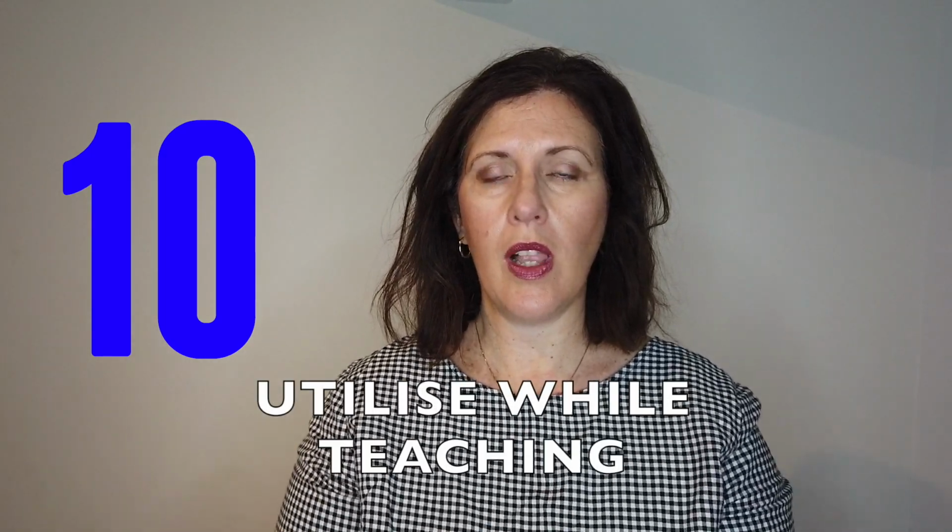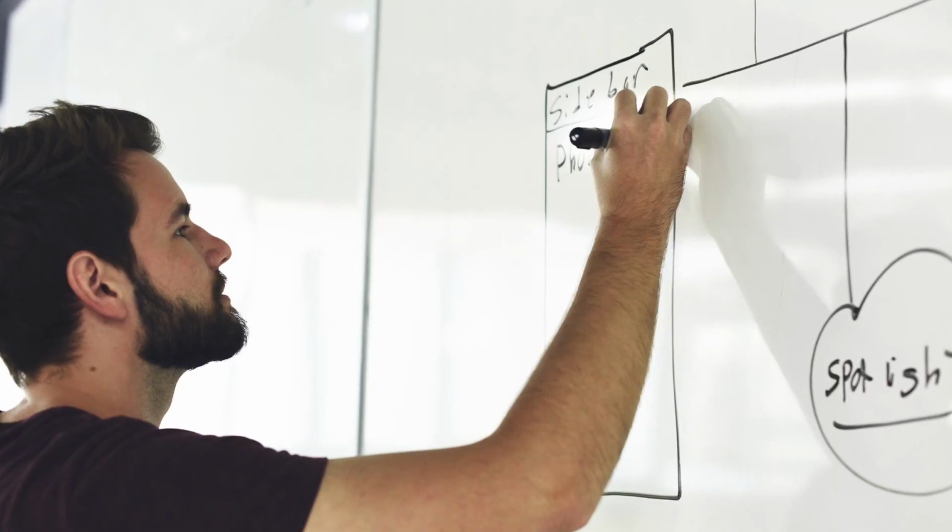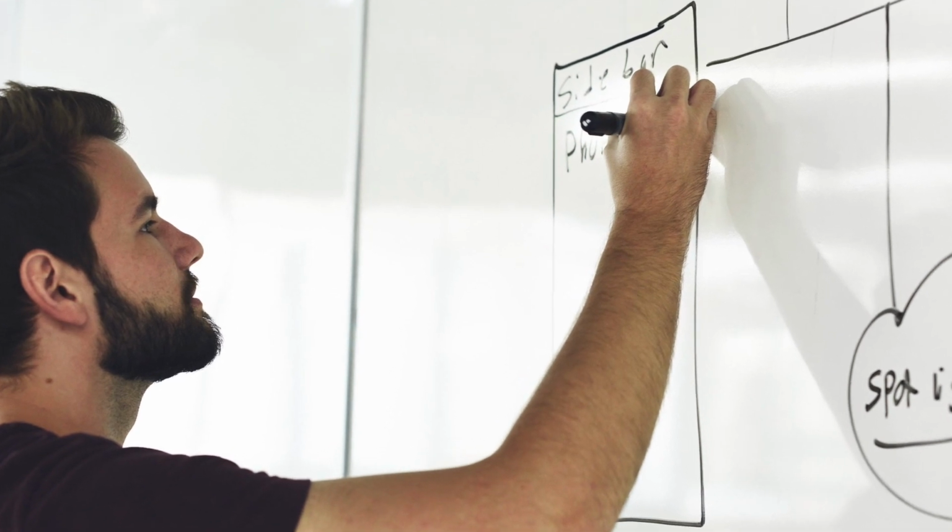And number 10 is you can utilise them while you're directly teaching as well. Have them come up beside you while you're directly teaching, give them a whiteboard marker and get them to write down some of the key words that you are using as you are directly teaching. Be sure to give them the direction though that they might need, because remember, they're not a qualified teacher, but anything that they can do to support your teaching is going to benefit the students.